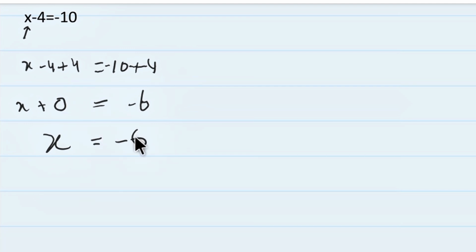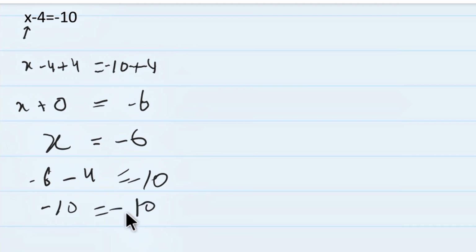So minus 6 is the solution of the equation x minus 4 is equal to minus 10. Now we check the solution by replacing x with minus 6. When we replace x by minus 6, we will get minus 6 minus 4 is equal to minus 10, and minus 6 minus 4 is again equal to minus 10. So both the sides are equal, so x is equal to minus 6 is the solution of the given equation.